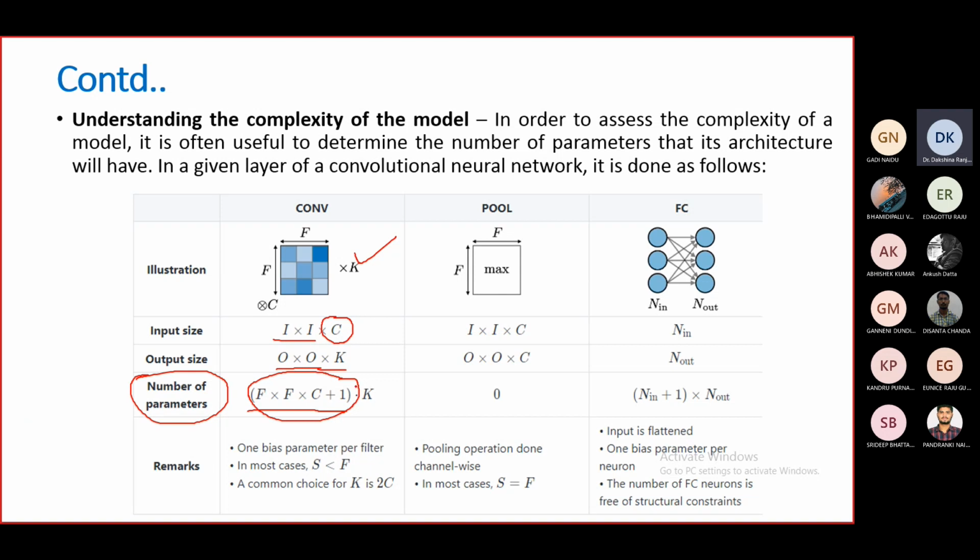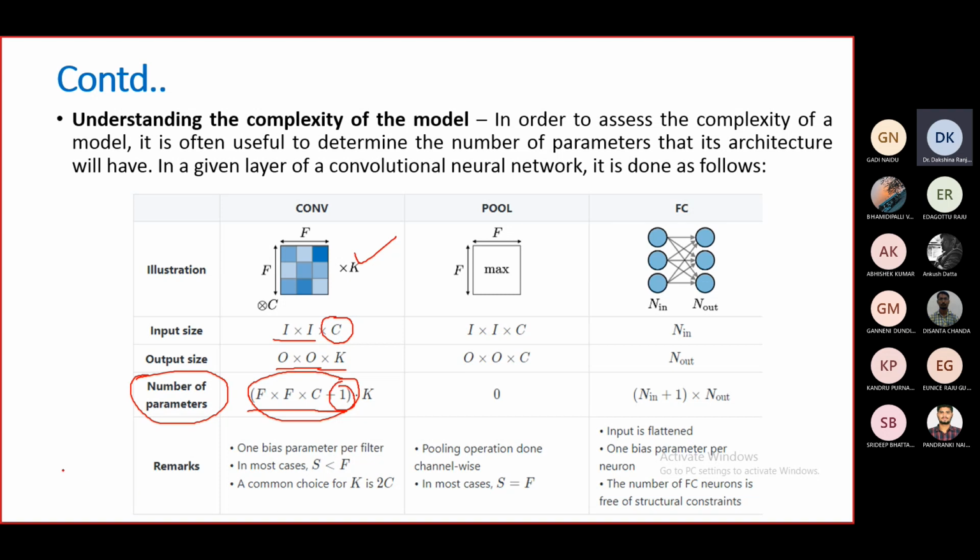Now you may ask why we are adding this one. This one is used for the bias parameter. There will be one bias parameter per filter. So if there are k filters, there will be k bias parameters, so this is multiplied by k.